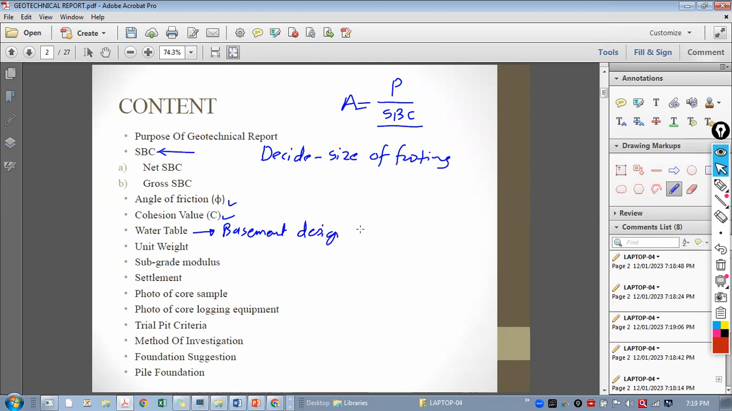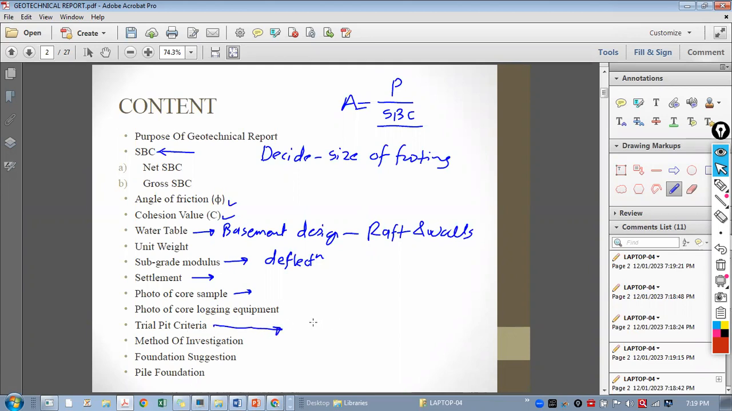Basement design, basement means raft and walls. Walls means retaining walls. Then subgrade modulus, it is used for the deflection calculations. Either we get it from the geotechnical report, or we need to ask them. Then we can calculate the settlements. And in the geotechnical report, we get the photos of the core samples. So they take the core from underground and they check that. Then core logging, then trial pits.